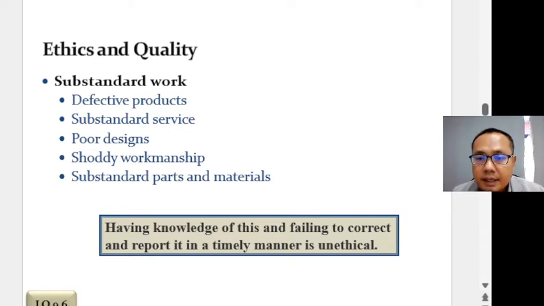So all members of an organization have an obligation to perform their duties in an ethical manner. Ethical behavior comes into play in many situations that involve quality. One major category is substandard work, including defective product and substandard service, poor design, shoddy workmanship, and substandard parts and raw material. Having knowledge of this and failing to correct and report it in a timely manner is unethical and can have a number of negative consequences. This can include increased cost for an organization in terms of decreased productivity, an increase in the accident rate among employees, inconveniences and injuries to customers, and increased liability cost.